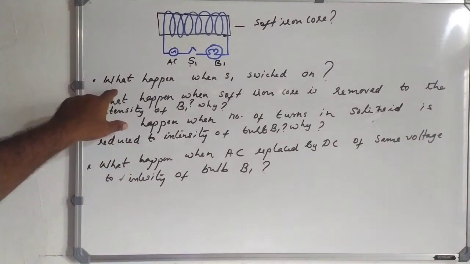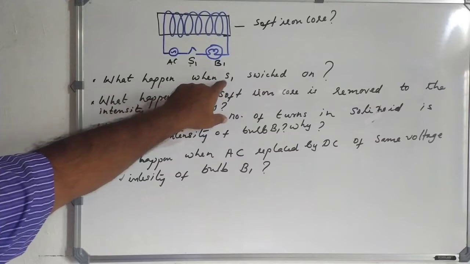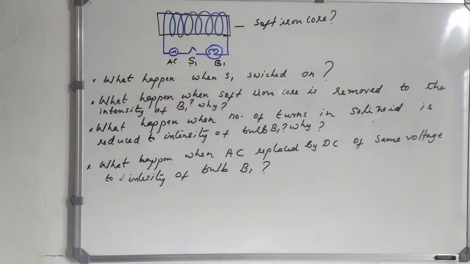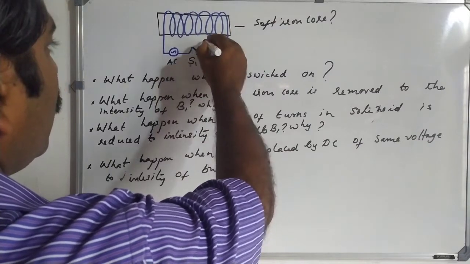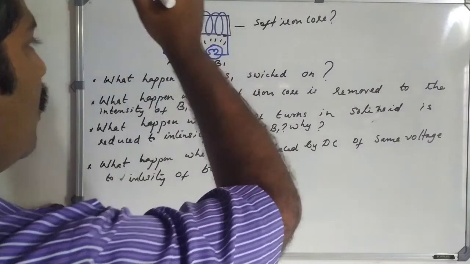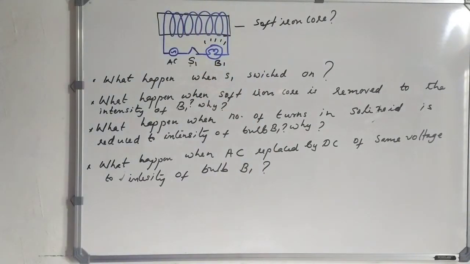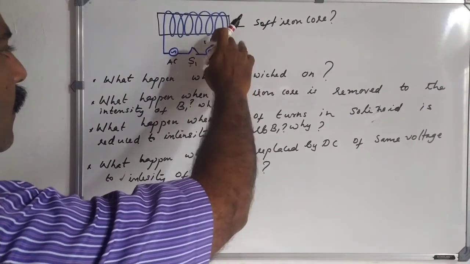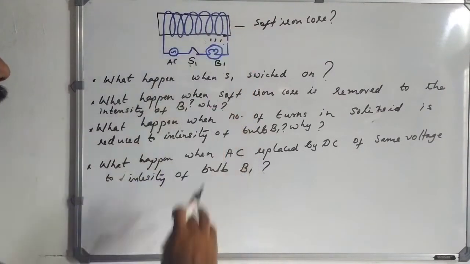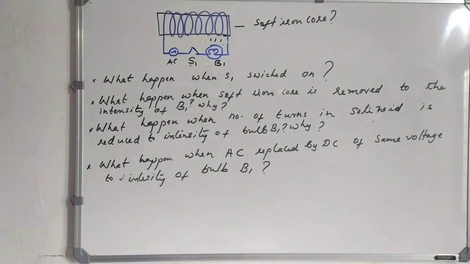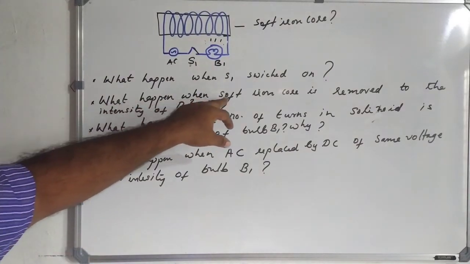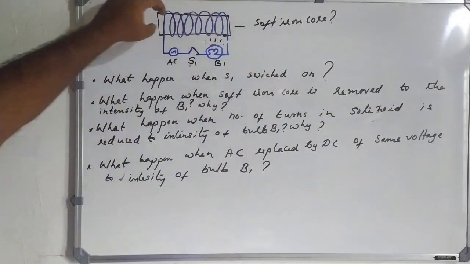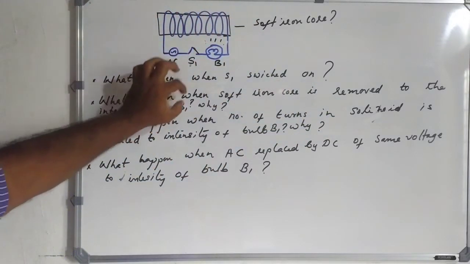Then let us go to the first question. What happens when S1 is switched on? When S1 is switched on, what will happen? We know the bulb will glow. Okay, the bulb will glow. Nothing more to explain. But when we move to the second question, what happens to the intensity of B1 when the soft iron core is removed?